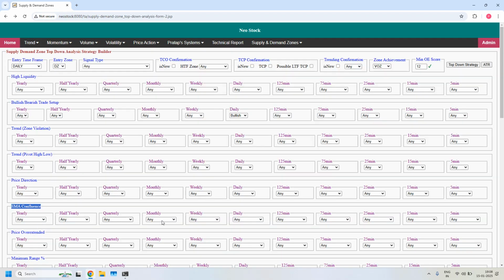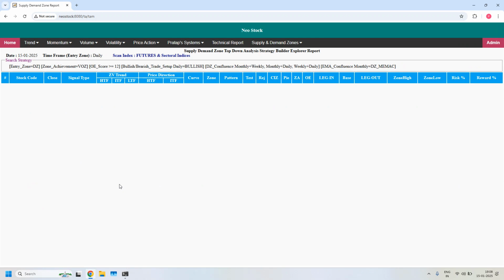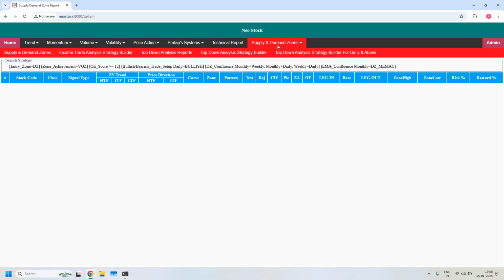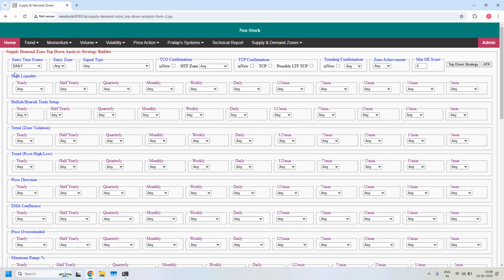So in the EMA confluence, monthly time frame, monthly demand zone having monthly EMA confluence filter is enabled. We did not have any stocks. So monthly EMA confluence is not available. So this is about monthly bullish trade setup, monthly income trade bullish trade setup. Next, monthly income trade bearish trade setup. Entry time frame is daily. Entry zone is supply zone.